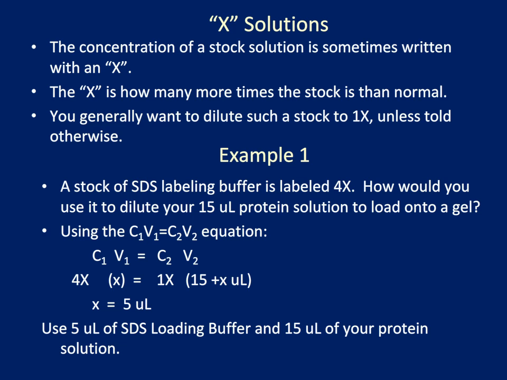Be sure that you're very comfortable with using this type of calculation. So you would add 5 microliters of the SDS loading buffer and 15 microliters of your protein solution. Again, it's always good to double check that things make sense. So if your SDS labeling buffer is 4X and your total volume that you've calculated is 20 microliters, 20 divided by 4 is 5, and 5 is the amount of SDS loading buffer that you're using.